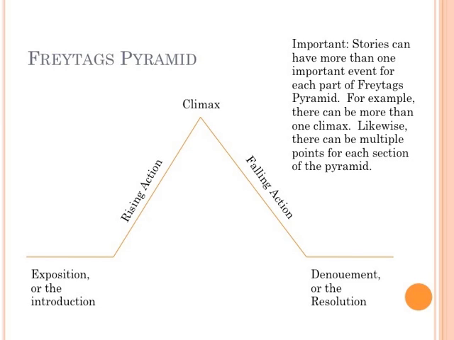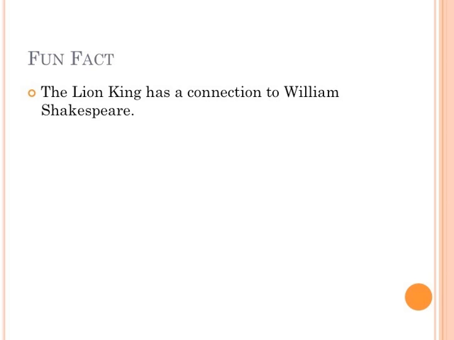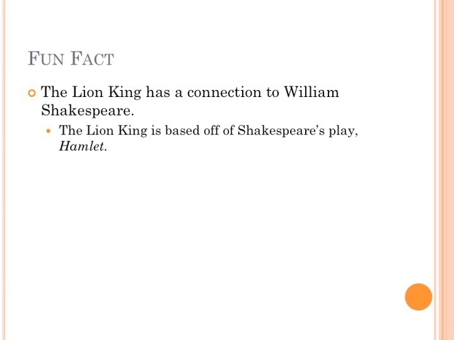For example, there can be more than one climax. Likewise, there can be multiple points for each section of the pyramid, and we're going to see this example later on. Just a little fun fact before we get into talking about The Lion King. The Lion King has a connection to William Shakespeare, and it is actually based off of Shakespeare's play Hamlet. If you're familiar with the play Hamlet, then you'll understand the connection.